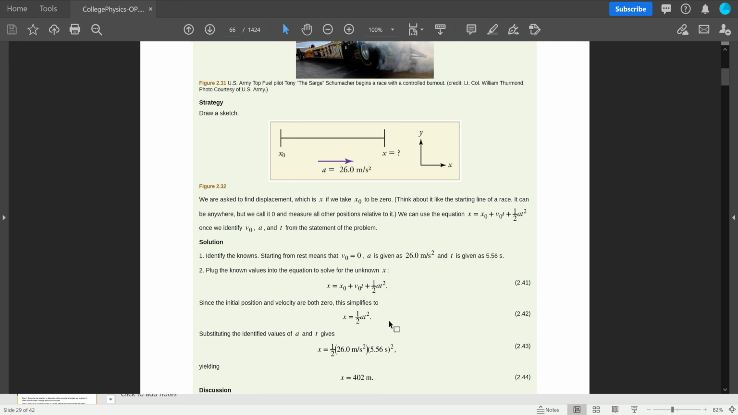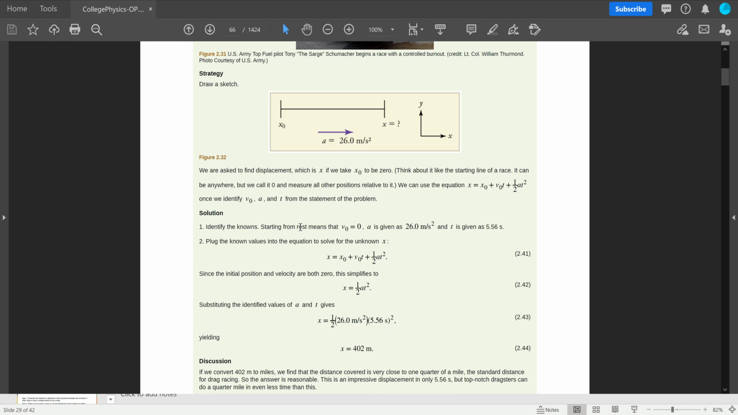Okay, so identify what you know again. We have our acceleration in the positive direction here as 26 meters per second squared. We know that it starts from rest, so we know that our initial velocity is 0, and we know our time as well, 5.56 seconds. We want to know how far it goes.